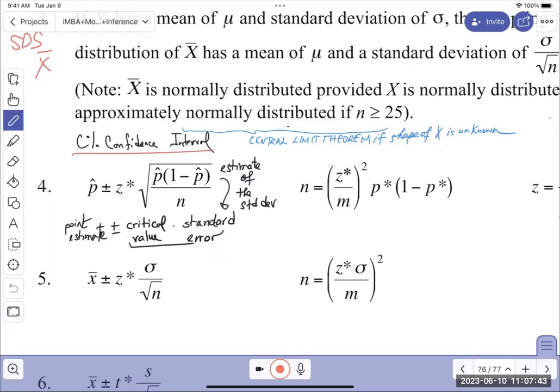These together, this multiplication is called margin of error. You might have heard of that before, margin of error. It's the buffer, it's the plus or minus, it creates the interval. Let's talk about the interval a little bit before we continue. Do you have any questions about this?